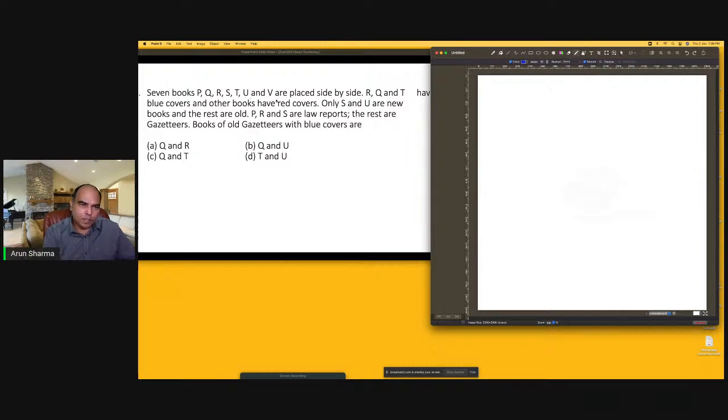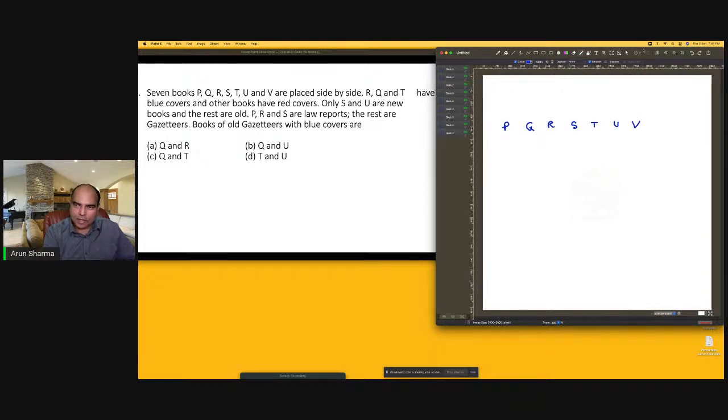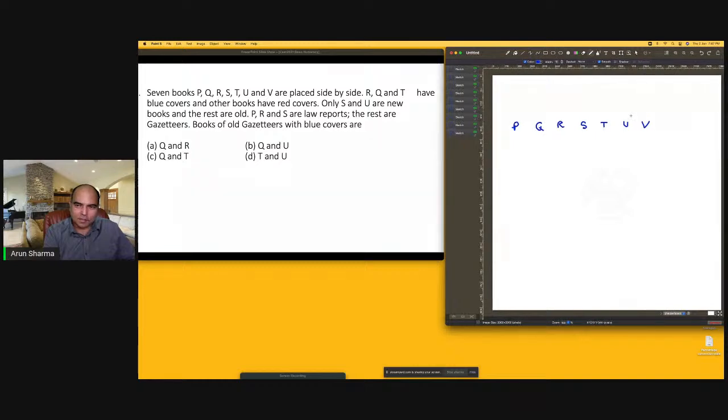7 books P, Q, R, S, T, U, V are placed side by side. This is a reasoning question, not quants, but okay, let's do it anyway. My typist decided that I should solve this question, so he put this on this slide. Then what do they say next? R, Q, T have blue covers and other books have red covers. So the first split they are giving us is that R, Q, T have blue covers.